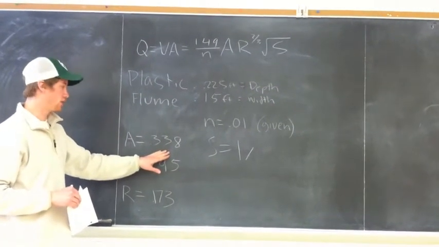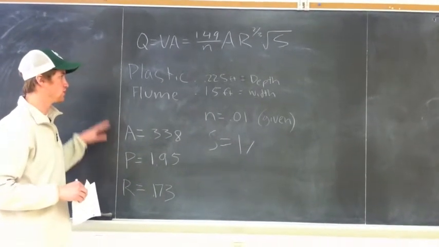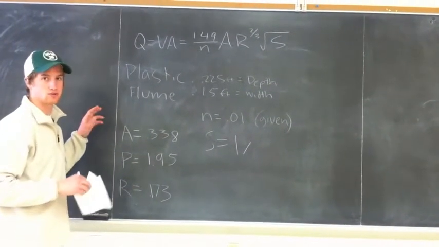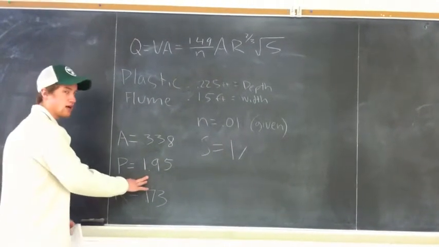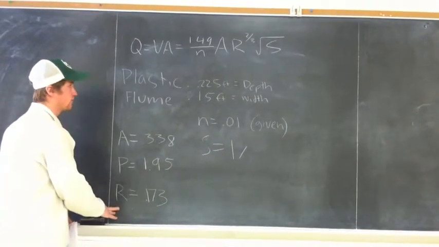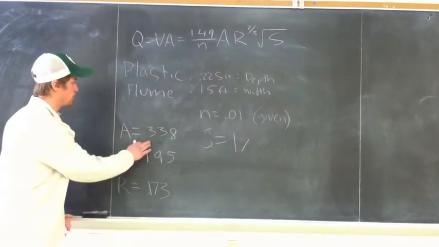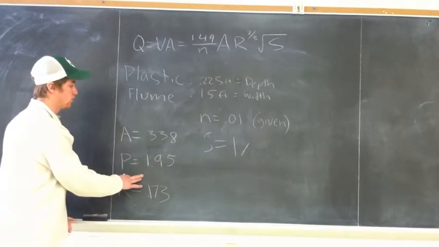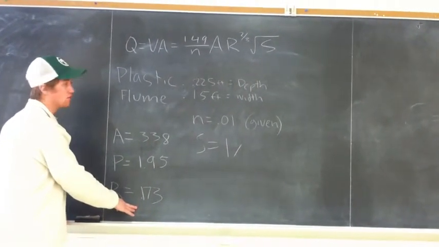Now, to get the area for our equation, we did 0.225 times 1.5, which gave us 0.338 feet squared. And then to get the wetted perimeter, we did 0.225 plus 0.225 plus 1.5, and that gave us 1.95. And finally, for our R value, the hydraulic radius, we did 0.338 over 1.95, which gave us 0.173.